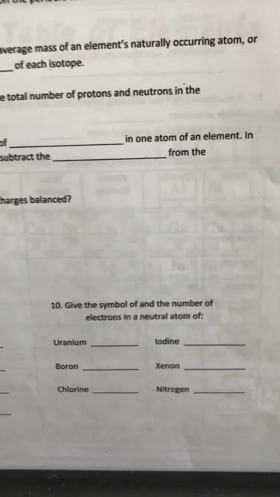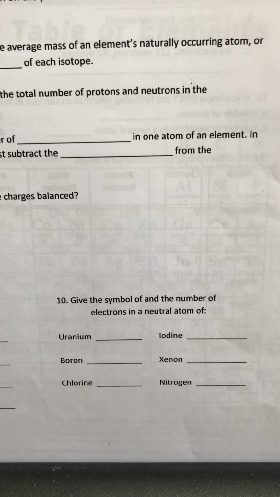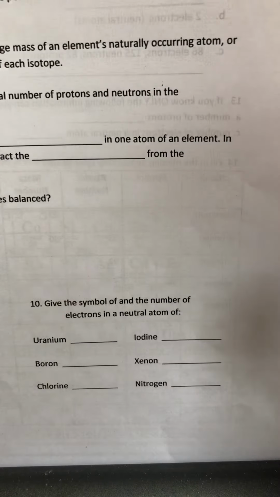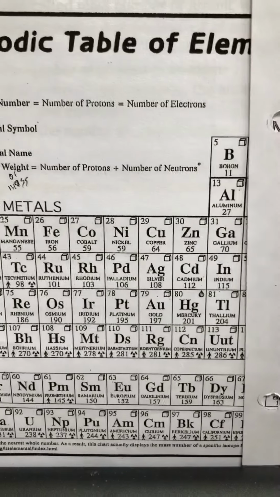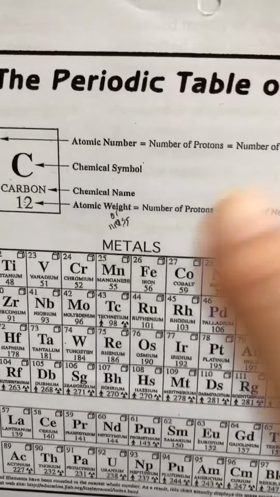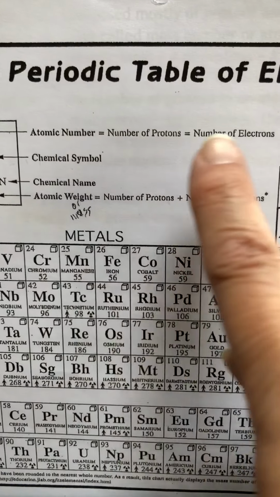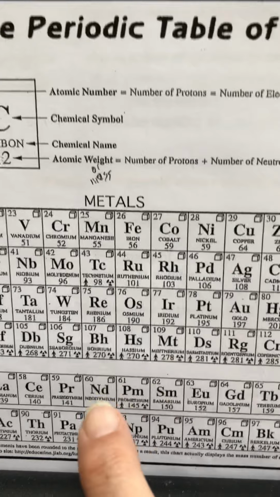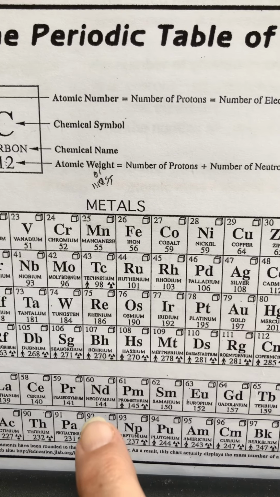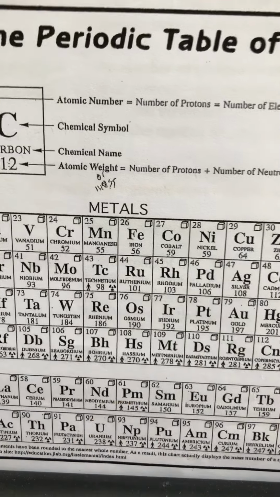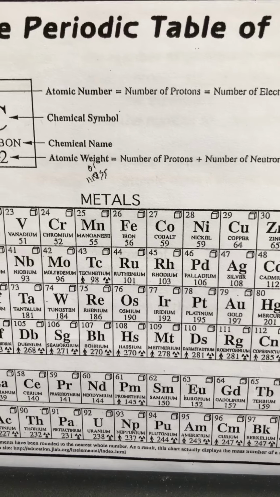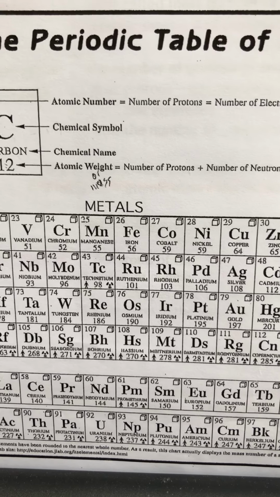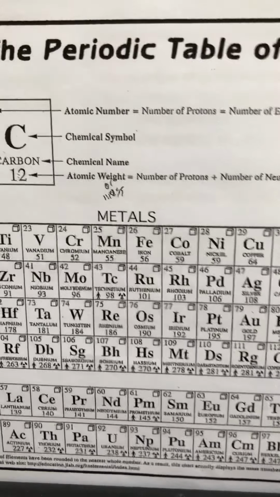Okay? Number 10 says, give the symbol of and the number of electrons in a neutral atom of those 6. Well, remember, up here it says the atomic number also is the number of electrons. So uranium is right down here. It has a 92 in the corner, so it must have 92 electrons. So you would write a capital U and a 92. Not very hard, huh? All right.